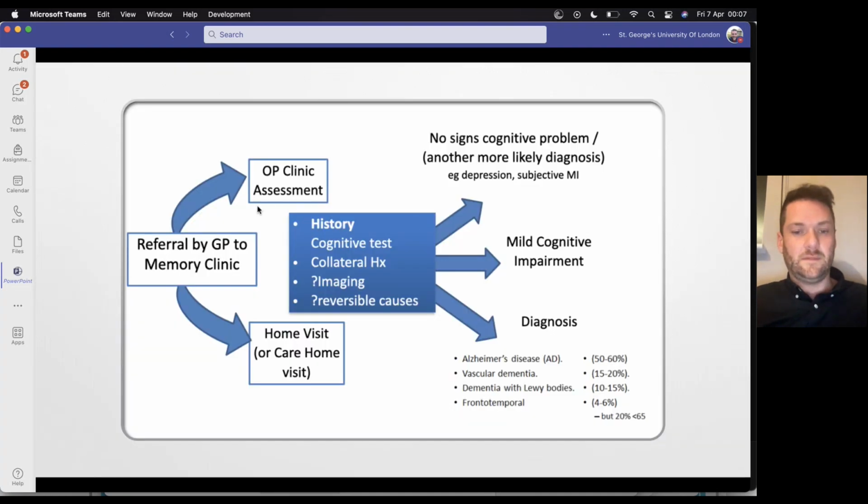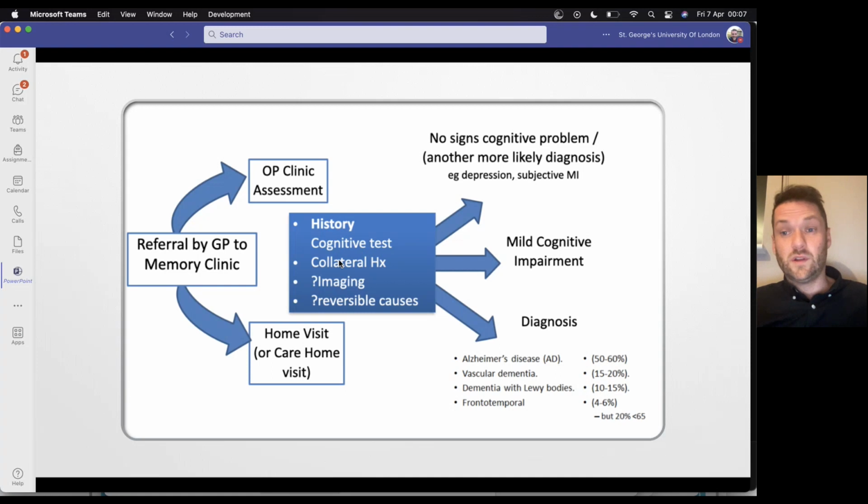So this is a clearer way to do it. Say the GP does the mini mental state examination, and then they refer to a memory clinic because they have concerns. Then you'd have history, a full cognitive test, and getting a collateral history, because that's really important as well.